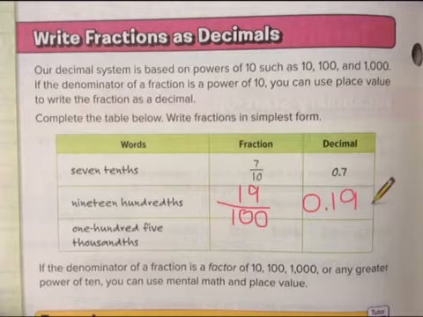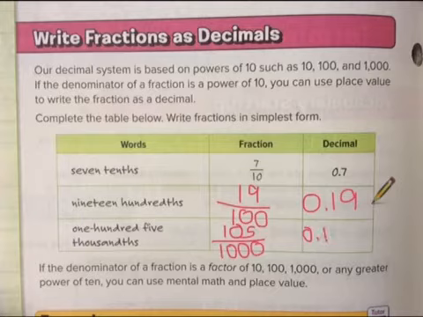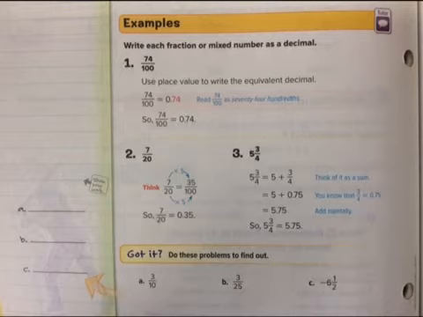105 thousandths. 105 out of 1,000. Okay? So we would write it as 1 in the tenths place, 0 in the hundredths place, and 5 in the thousandths place. 0.105. Let's look at example 1 and 2.